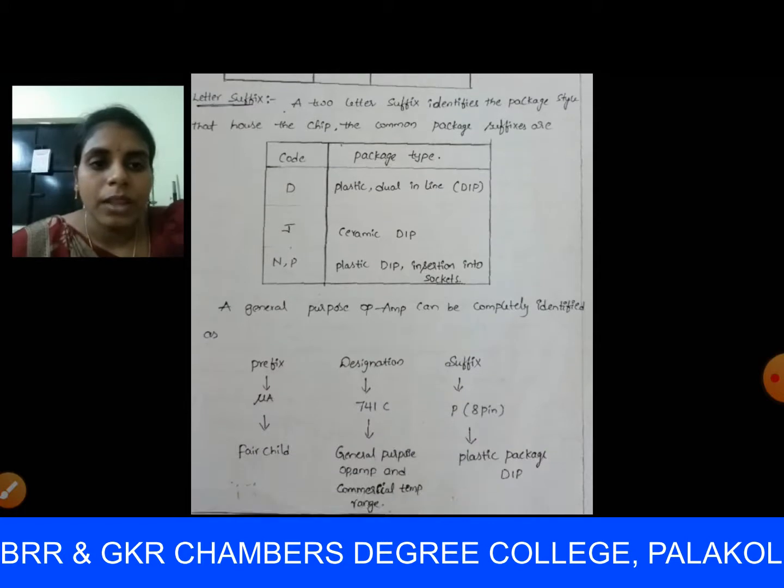Here we have the prefix μA for Fairchild, 741 general purpose, C for commercial temperature range, and P for plastic package DIP. This is about the IC identification of an op amp. Mainly we identify ICs with respect to the manufacturer, type of package, temperature range, and type of op amp we are using. These are the main things for identifying the chip.